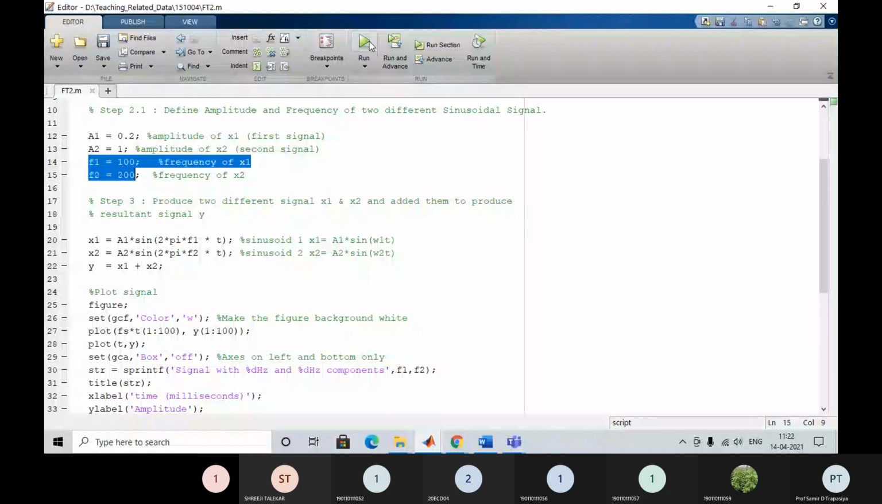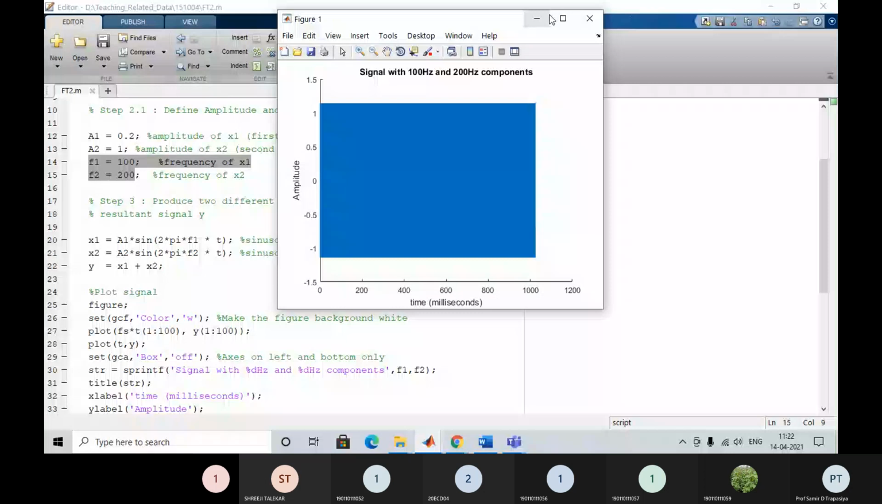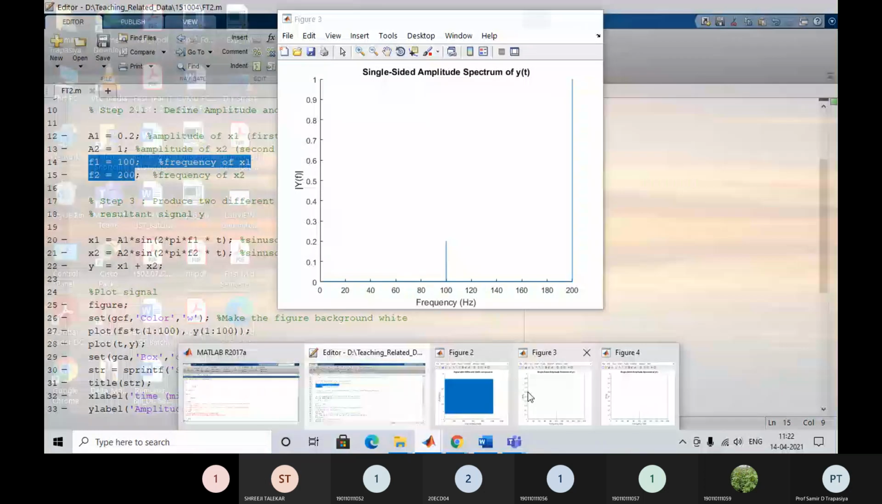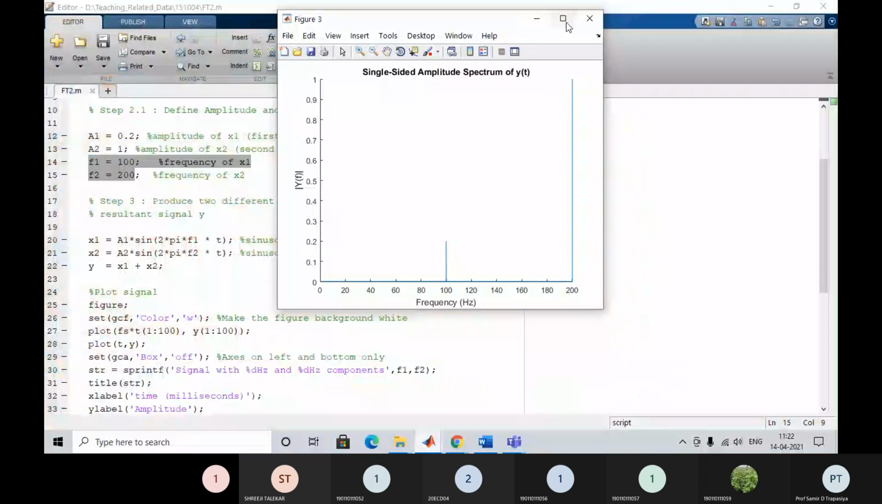After running this code, you can see this is the time domain version of the signal. It's too clumsy because there are multiple components added in so sparsely that you are not able to see this one. But if you see figure number 3, are you able to see the frequency domain version of the signal?